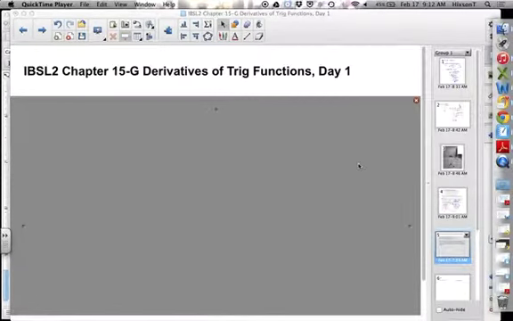Alright, what we're going to look at is finding derivatives of our trig functions. And the nice thing about this is, at least for right now, the amount of memorizing that has to be done is really minimal.